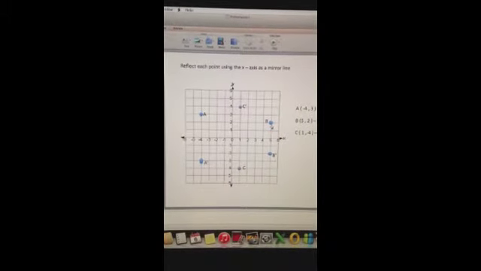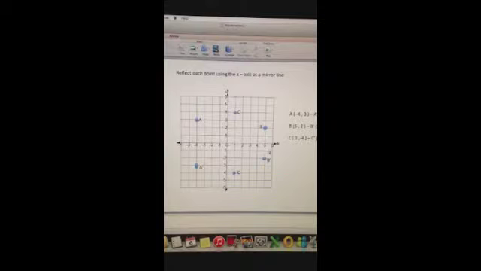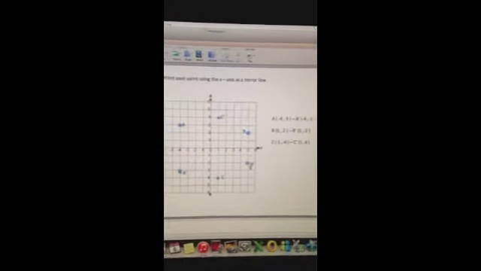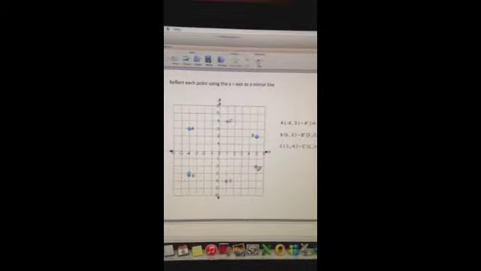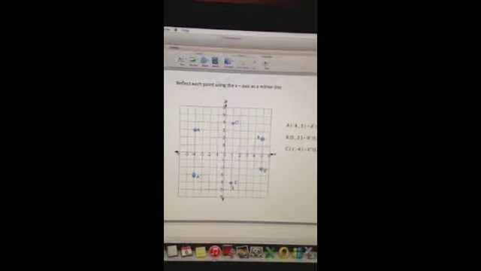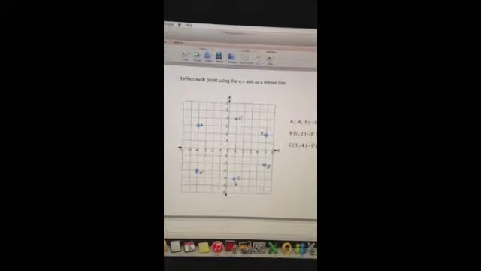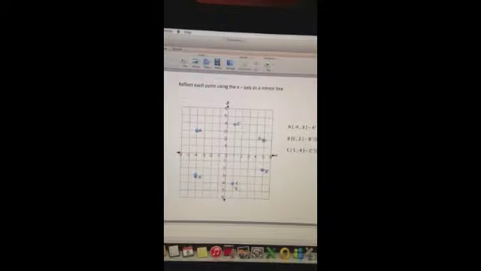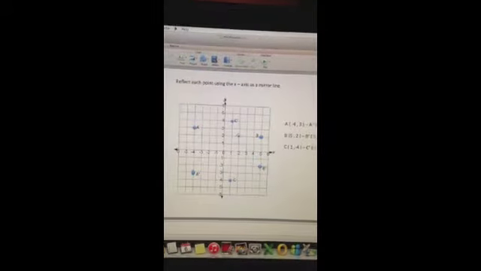B started at (5, 2). It reflects to (5, -2), as you can see there. Again, the y is the only thing that changes. And for the last one, C starts down here, which is (1, -4). So Joey, what do you think? It's probably going to be (1, 4). Bam, just like that.